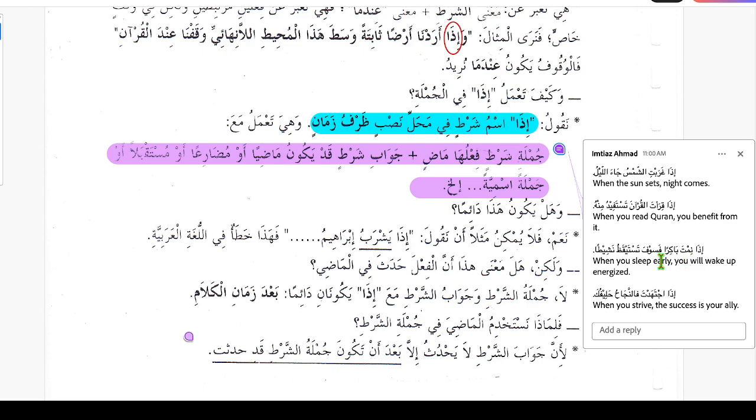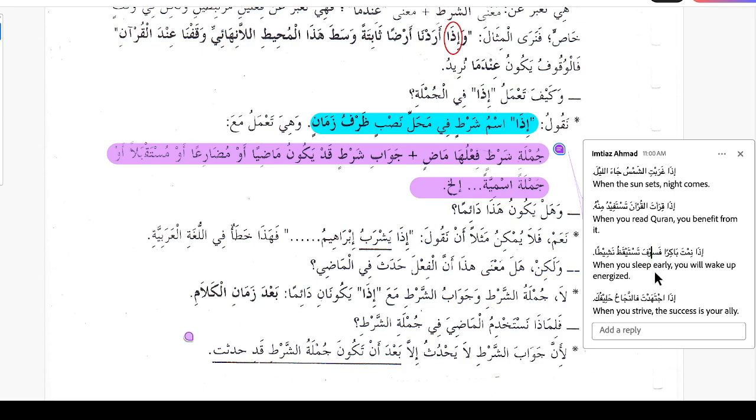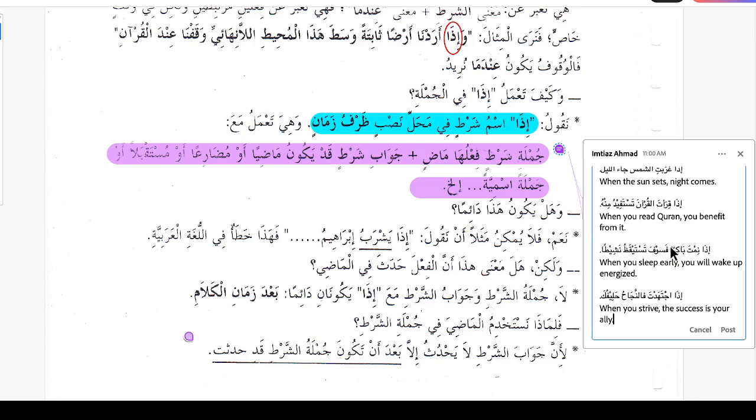When you sleep early, then you will wake up energized, nashitan, energetic. So here again the jumla shartiya is the past tense, but the answer, the jawabu shart is the present tense with the future, sawfa. And remember that when we use it for the case of the future, fa is added. So we see here fa, the fa is added here.